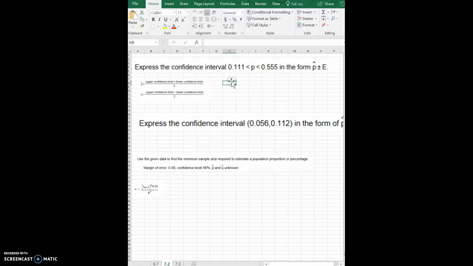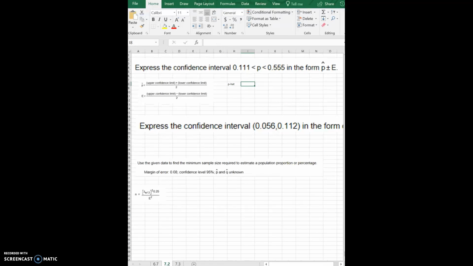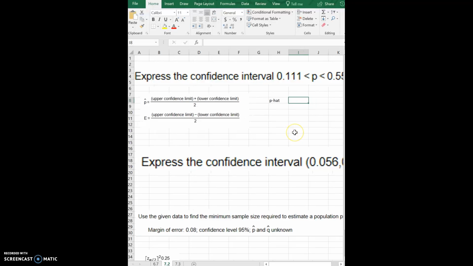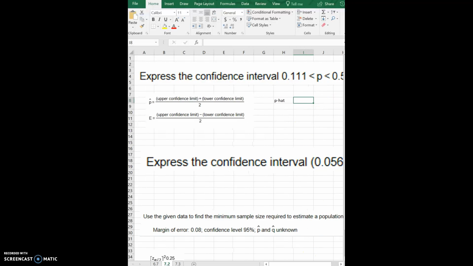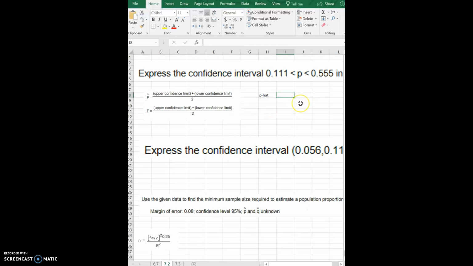So for p hat, and I'm sorry that this is so small. I'm going to zoom in here now that you have this information. Alright, so we need these two numbers right here. I'll zoom back out when we read the next question. Alright, so we need p hat and we need e.